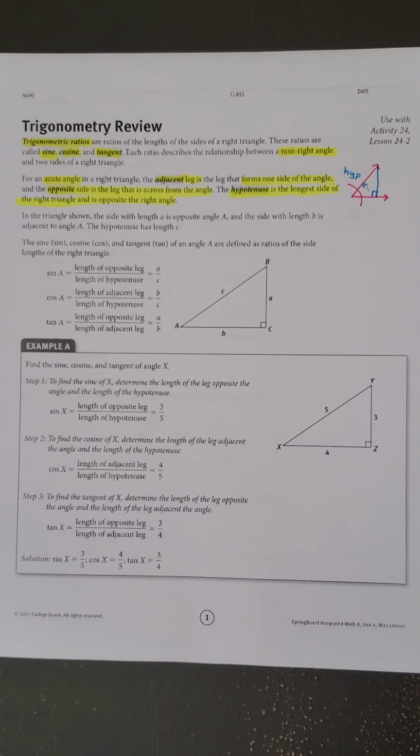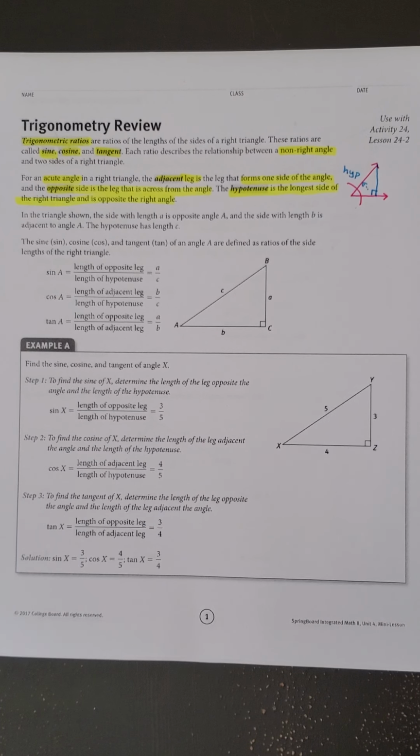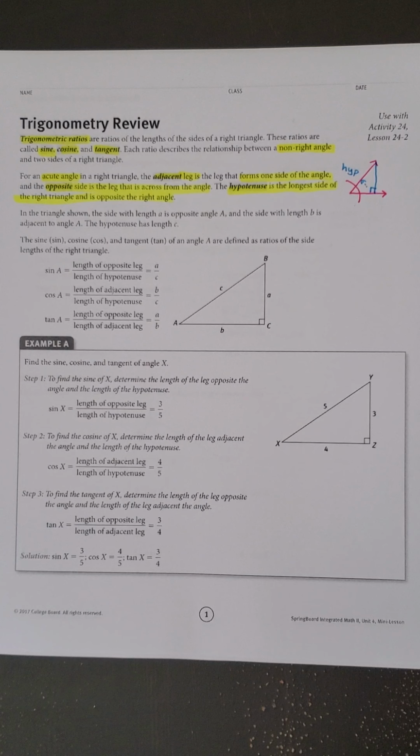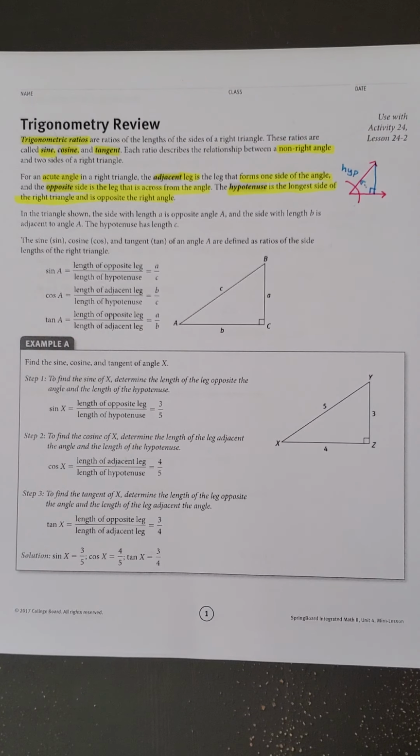The triangle shown below has length A opposite angle A, and length B opposite angle B, or adjacent to angle A. And then they called C the hypotenuse. The sine, cosine, and tangent ratios are defined as the ratios of the side lengths of the right triangle.